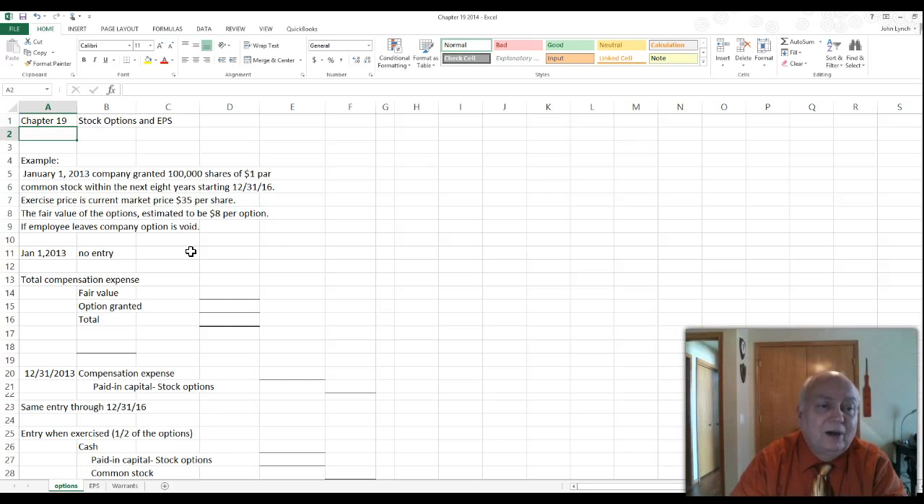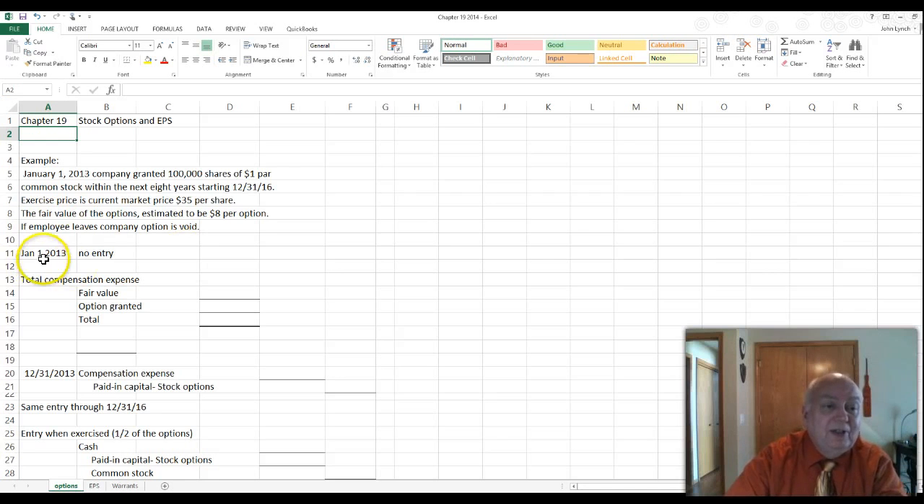Okay, so on this one, what we have is January 1st, 2013, a company granted 100,000 shares of $1 par common stock within the next 8 years, starting 12/31 of 16. Exercise price is the current price of $35 per share. The fair value of the option is estimated to be $8 per share, but that will be given to you for right now. And if the employee leaves, the option is voided. In other words, you have to be there for the 4 years. So you see they have an 8-year time period, but they have to wait 4 years before they can start exercising the options. Okay, that's to get them in there.